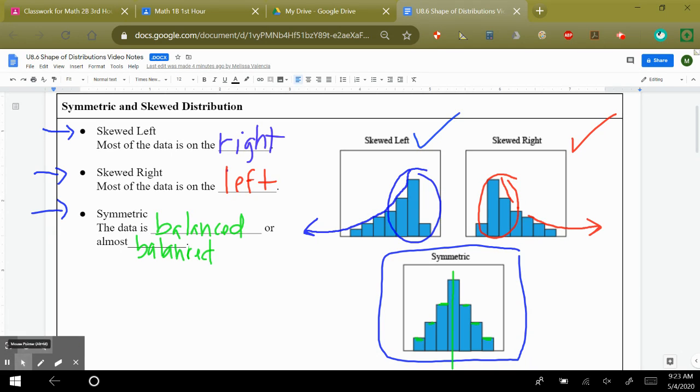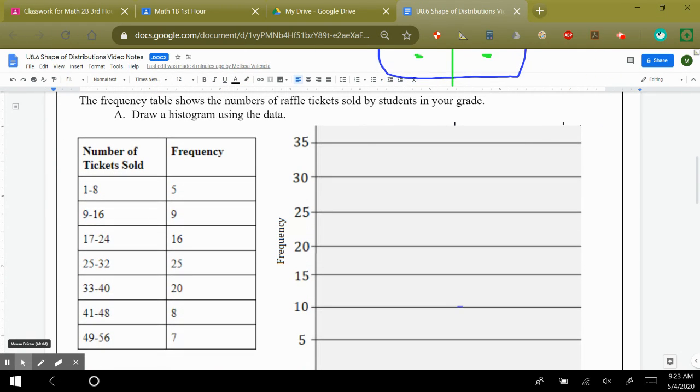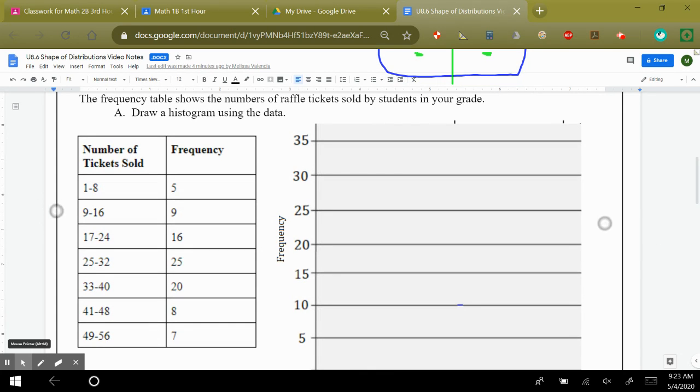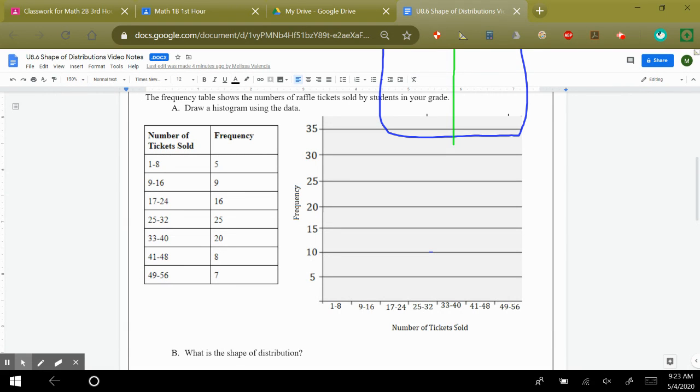Okay, so let's keep going here. Let's look at an example. What if you're asked to draw a frequency table? If I can zoom out a little. What if you're asked to draw a frequency table and then analyze it? Well, let's do that together.